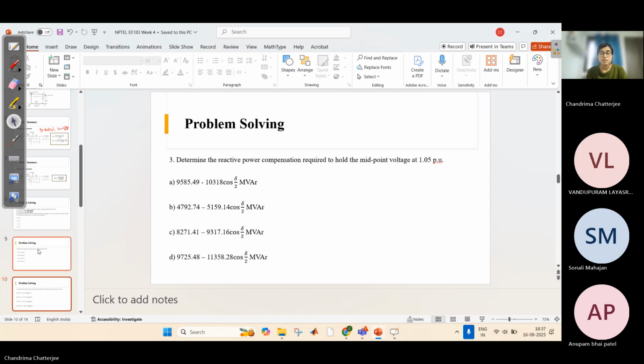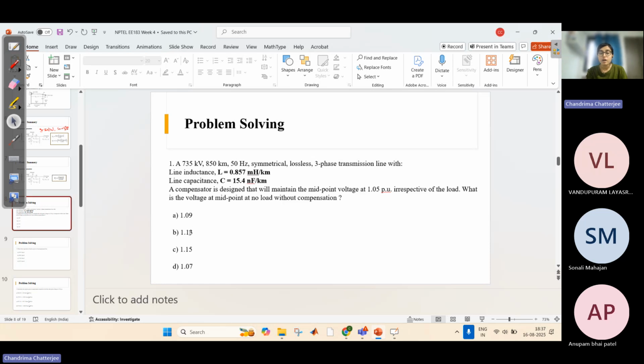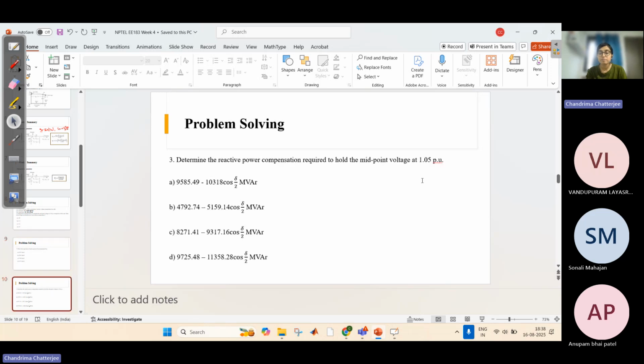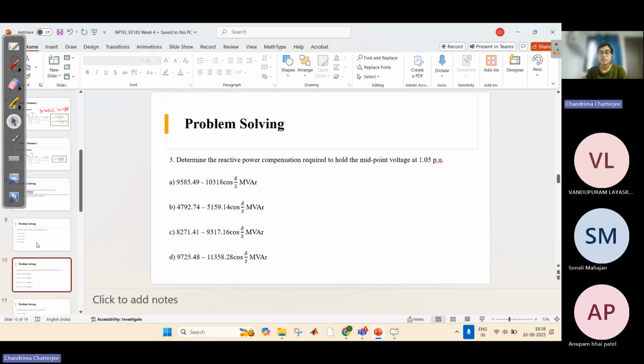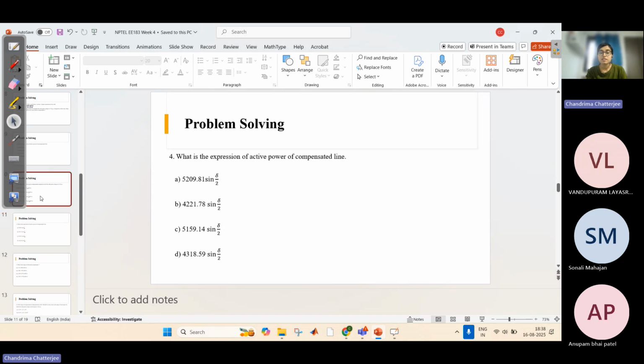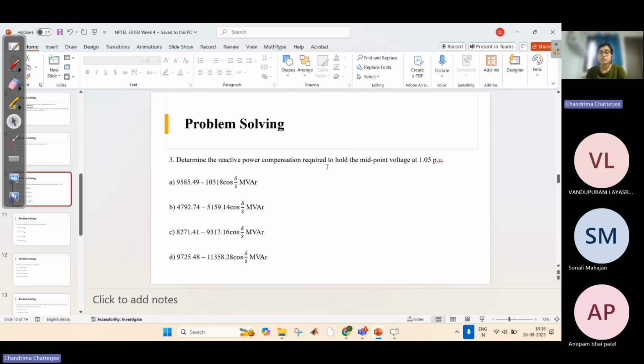Okay. Just see that after you add this compensation, now your midpoint voltage is 1.05 per unit. But earlier in the first question, if you remember, we found out it was 1.13. So that time the overvoltage was 13% more than the rated voltage. But here it is only 5% overvoltage, right? That is why reactive compensation is important, so that the overvoltage is not too much. Okay.